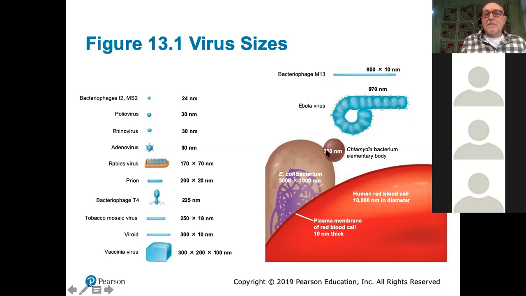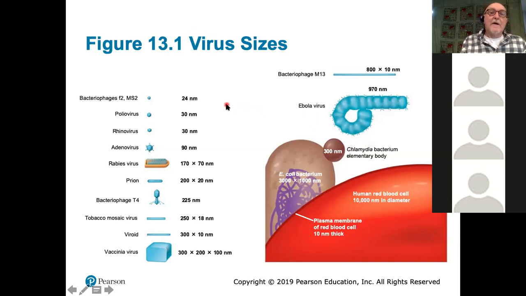This here, just for comparison, is a chlamydia. Chlamydia is one of the smallest of all of the bacteria, and it's 300 nanometers wide. E. coli, this cell, is about 3,000 nanometers long. So this is 1/10 of an E. coli cell. Here's a red blood corpuscle for comparison. So these are by far the largest there.